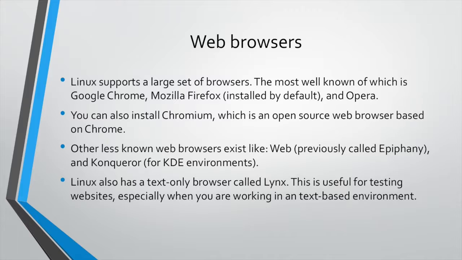And you also have some less known web browsers, not as well known as Chrome and Firefox and Opera. You have something like Konqueror, and this is used in KDE environments. And you can also have something called Lynx. And Lynx is useful for testing websites because this is a text-based web browser. It can be used to test websites, for example when you are inside a text environment.